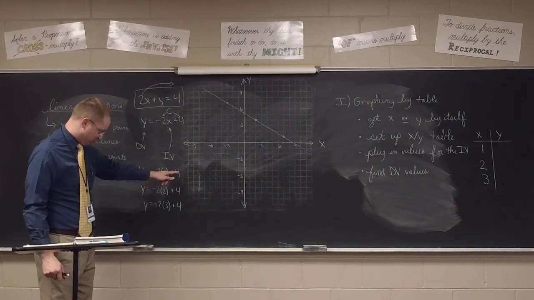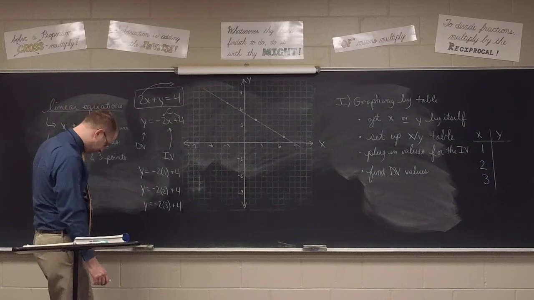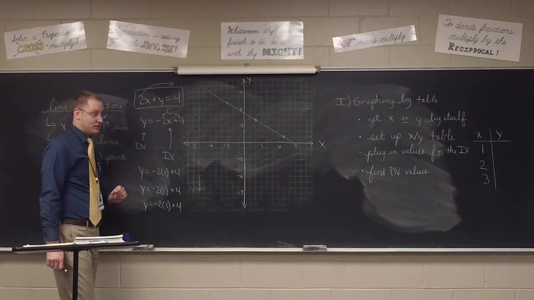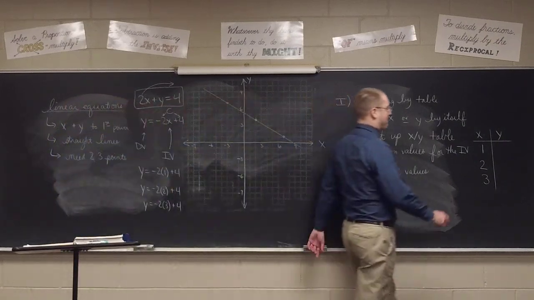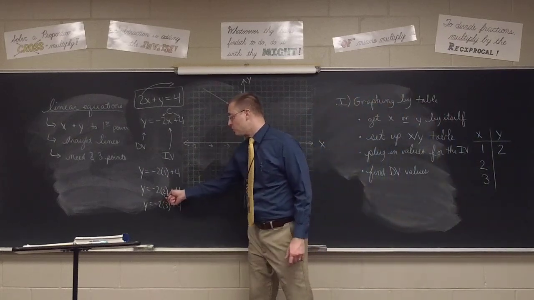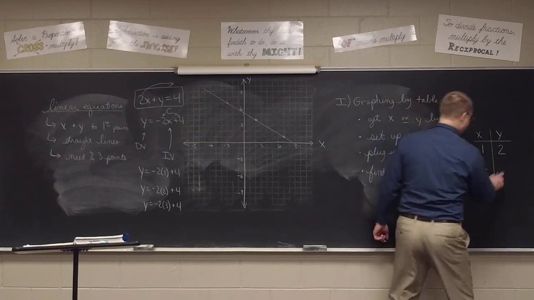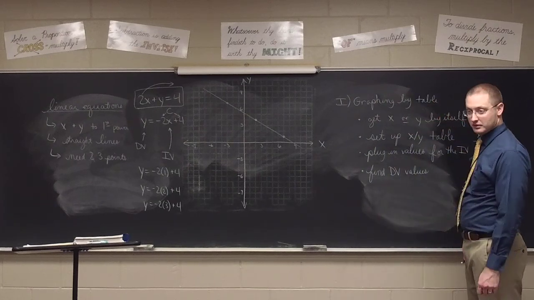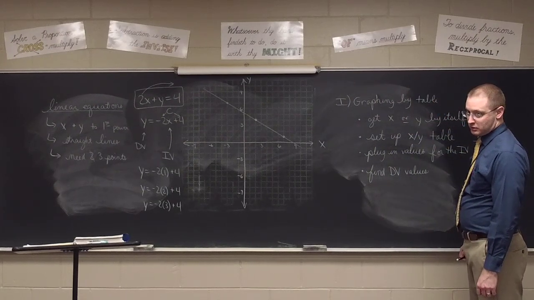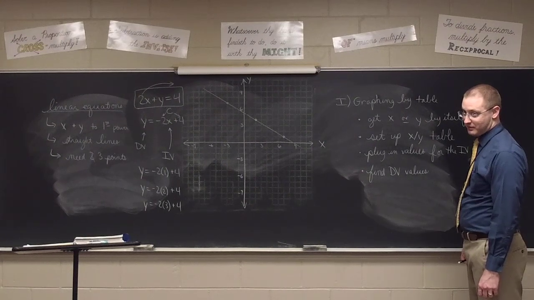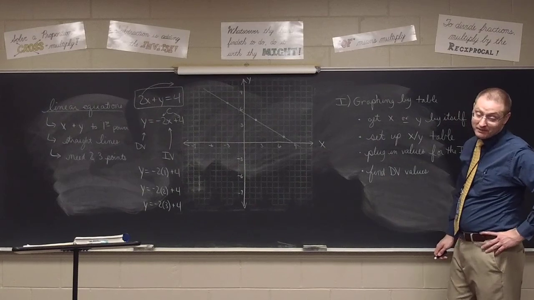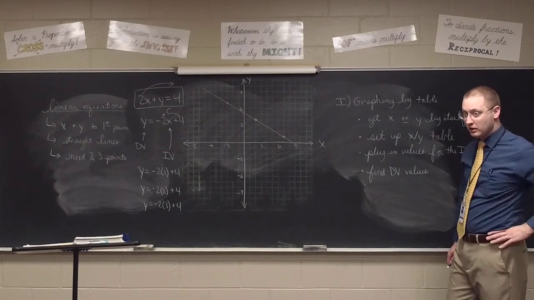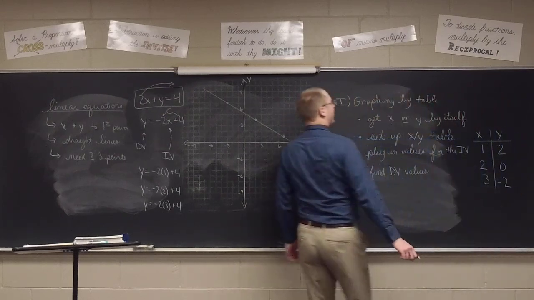Let's go with Brecken's value here. Negative 2 times 1 plus 4 is negative 2 plus 4, 2. All right, Maddie, you picked 2. Negative 2 times 2 plus 4, 0. And Gavin, you picked 3. Negative 2 times 3 plus 4. What's negative 2 times 3? Negative 6. What's negative 6 plus 4? Negative 2.